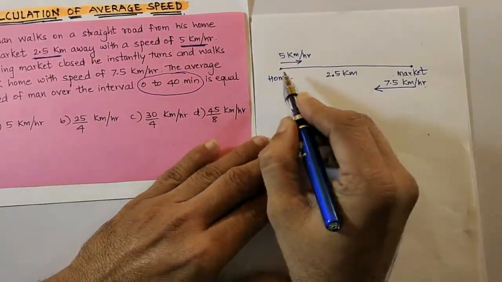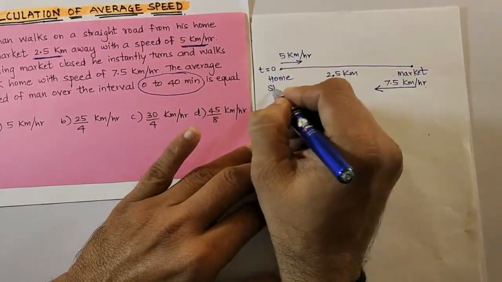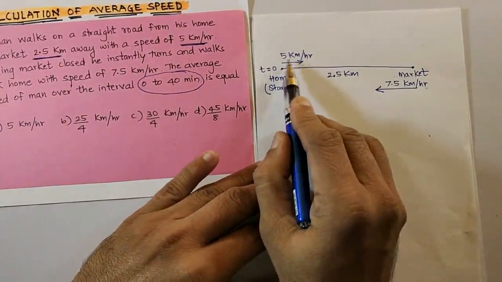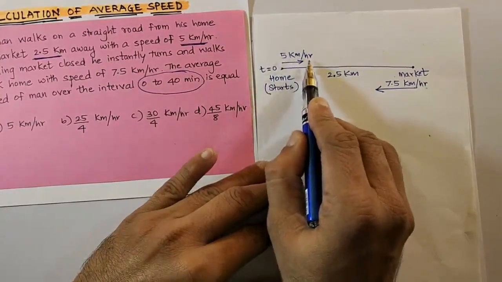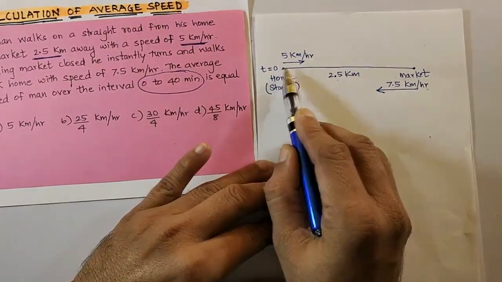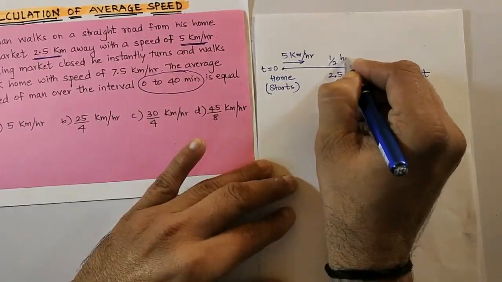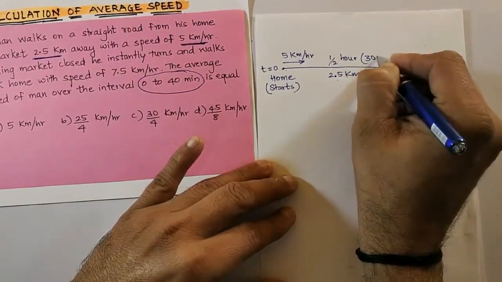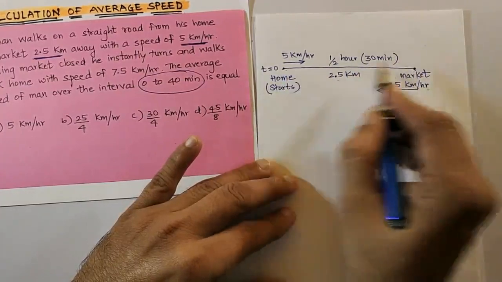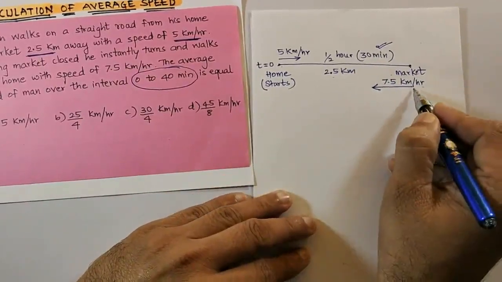Now see here. Here he starts. So here time is 0. He starts from home. Now, in 1 hour he covers 5 kilometers, 5 kilometer per hour. Total distance is 2.5 kilometers. So to move from home to market, he requires half of this time, that is half hour, or you can say 30 minutes. Clear, students? So from home to market, he takes 30 minutes.